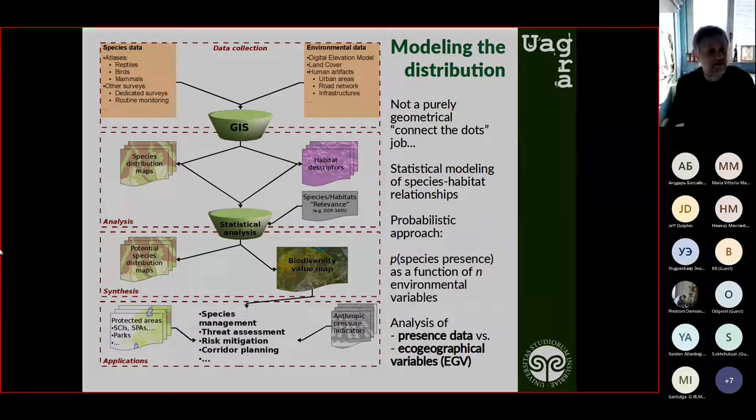Don't be scared of this scheme, but this is all the workflow we need and all the tools we need to make a species distribution model with a computer and a pair of computer software. As you see, we need two different data sources. In the top part of this flowchart, in orange, at top left we have species data.